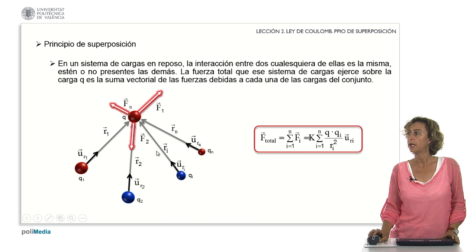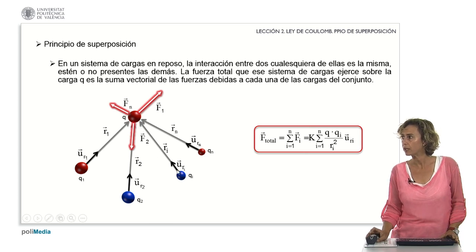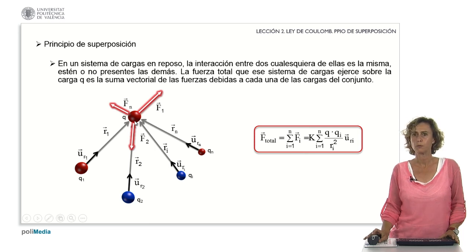The unit vector u sub r sub i is the unit vector that goes from the charge Q sub i to the charge Q, and we determine it, as we already know, by dividing the vector r sub i, with origin at Q sub i and end at Q, by its modulus. We will do this for charge Q sub 1, Q sub 2, for the n charges that we have. Once we have calculated these n forces, we add them from 1 to n, and we will obtain the total force acting on the charge Q.